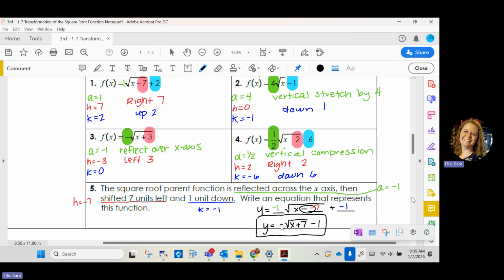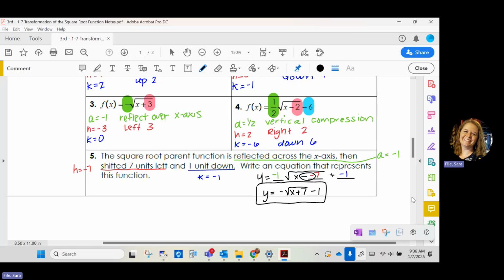So the negative reflects it, the plus 7 shifts it left 7, and the -1 shifts it down 1. Okay, are y'all understanding? Can y'all understand the difference of what you're adding and subtracting when we say inside versus outside, whether it's under that radical symbol or not? So some of those that only have one or the other, you have to be real careful. That is underneath, so it's H. This is not underneath, so it's K. So be careful with those.